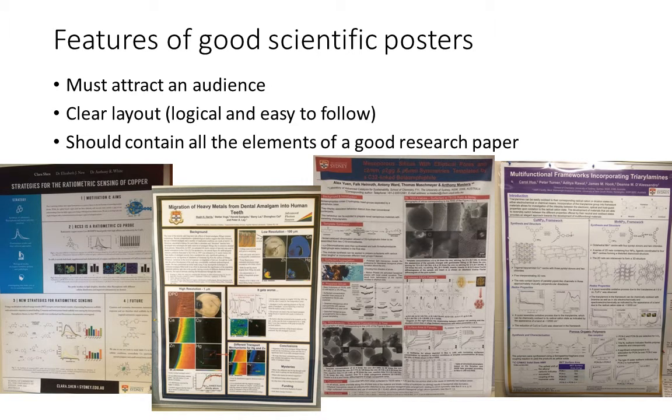A good scientific poster must be attractive to the audience. It should have a clear layout, that is, it should be logical, and the reader should be able to easily follow the order of sections. A poster should contain all the elements of a research paper, that is, introduction or aims, methods, results, and conclusions.